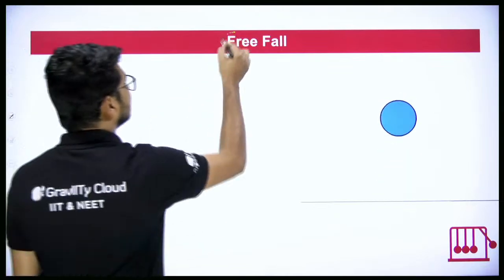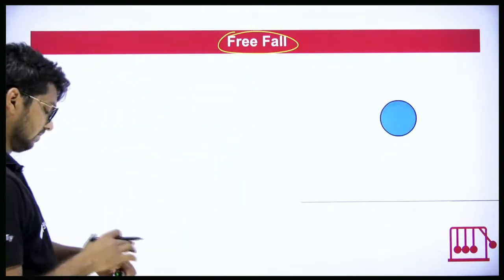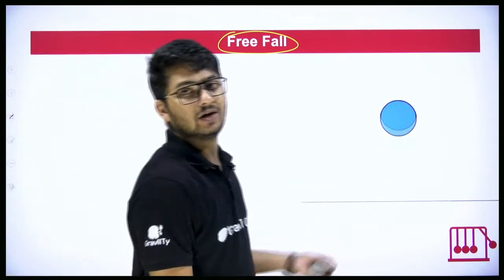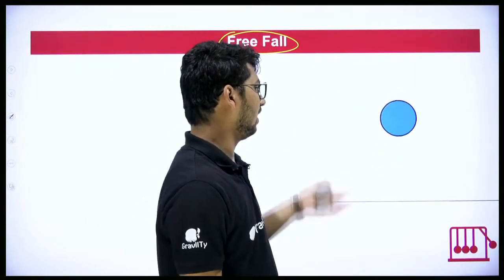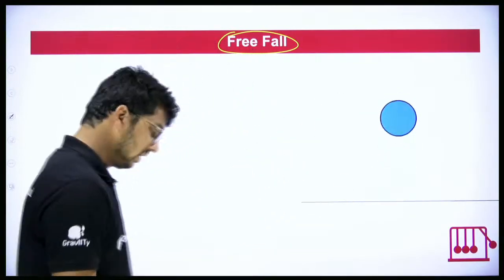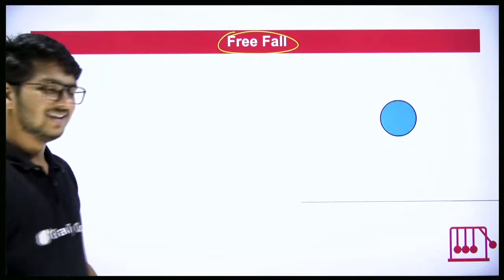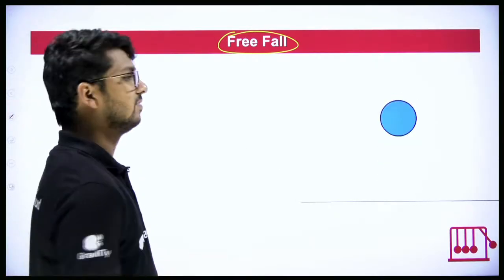What is that called as? Free fall. So you can see that here a ball is jumping. It's going up, coming down, going up, coming down, up, down, up, down. Right? That is free fall. At least for most of the part it is free fall.